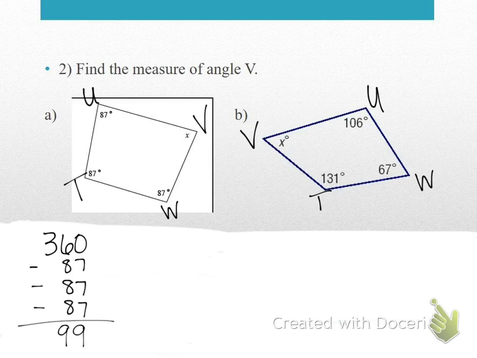99? That sounds about right. So the measure of angle V is 99 degrees. Or you could just put on this one X is 99. I would be okay with that. Questions about how we got 99 degrees?